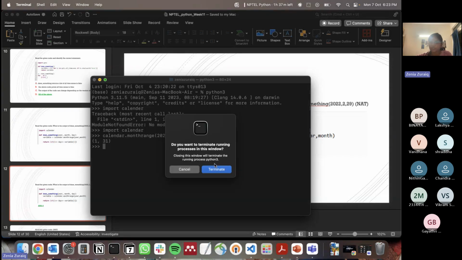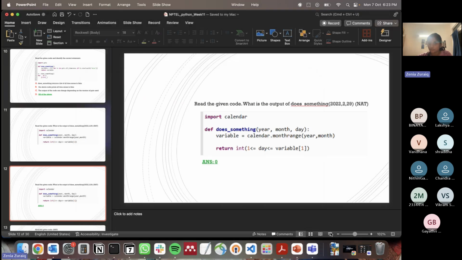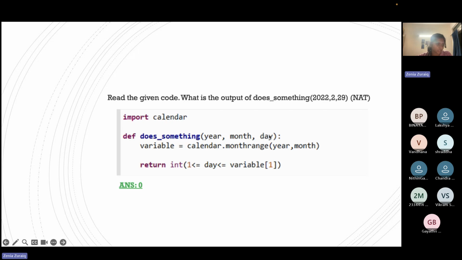That's why in this function, we are checking whether the day we are giving as input falls within 1 and variable[1]. Why do we have to specify variable[1]? Because the variable has two values: one is the first day, the second is the last day. So here we are checking if the day lies within the month, between the first day and the last day.